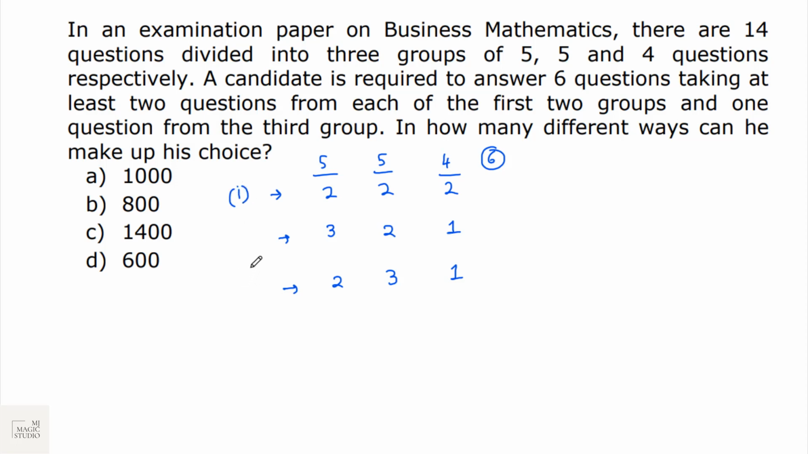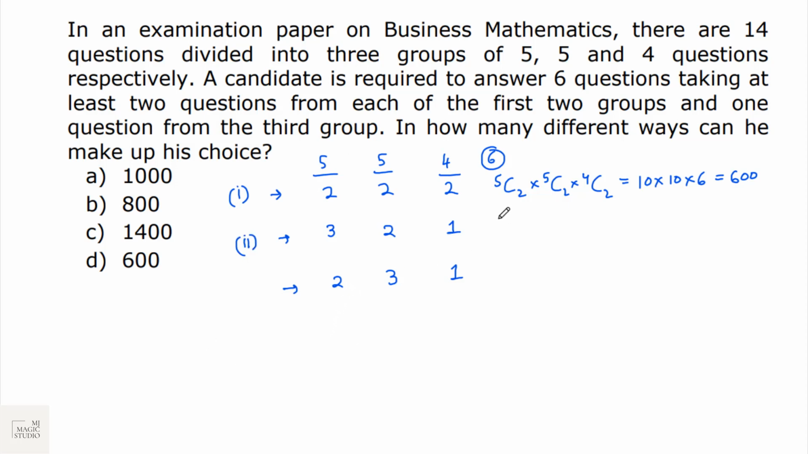In how many ways the first case can be solved is 5C2 into 5C2 into 4C2. Why are we using combination? Because it is the process of selection. He needs to select. 5C2 is 10, 5C2 is 10, 4C2 is 3 into 2, that is 6. That means in 600 ways, he can select 6 questions in this particular fashion.